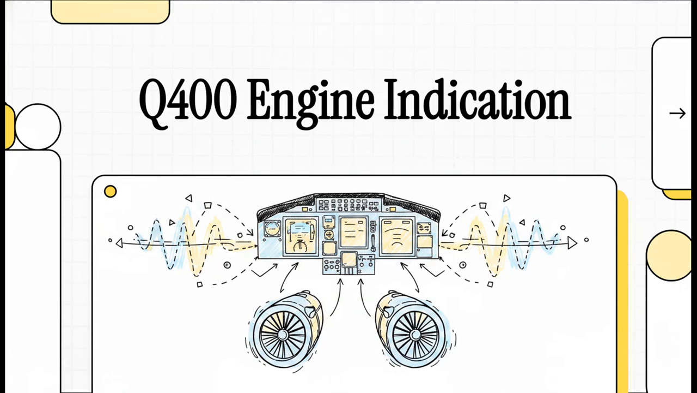All right, let's jump right into this explainer. Today, we're stepping onto the flight deck to completely master the Bombardier Q400 engine indication systems. We're going to take all that abstract engine data and map it directly to what you'll see in the hot seat, giving you a totally practical understanding of exactly how this aircraft communicates with you.